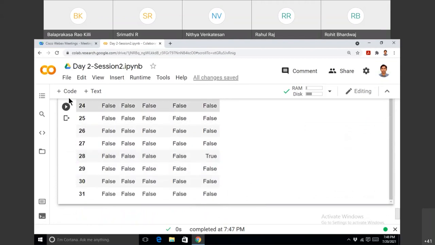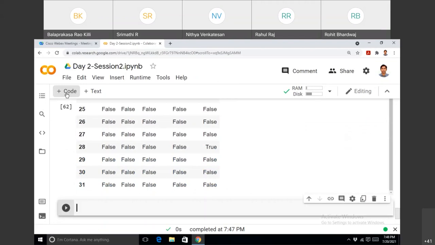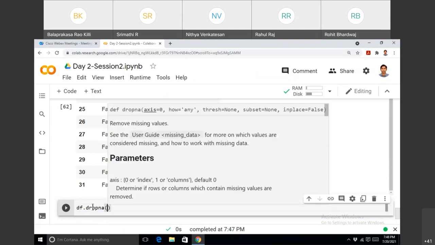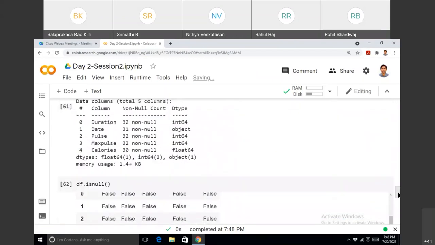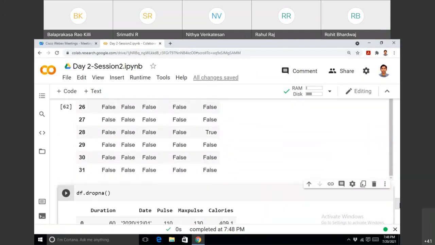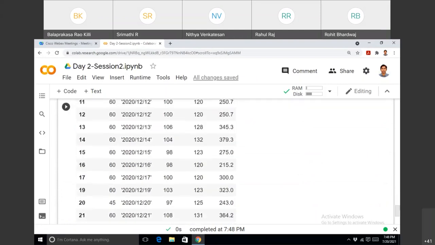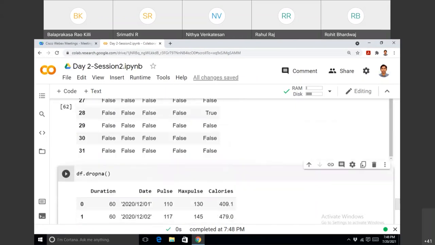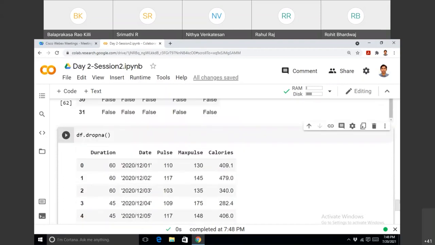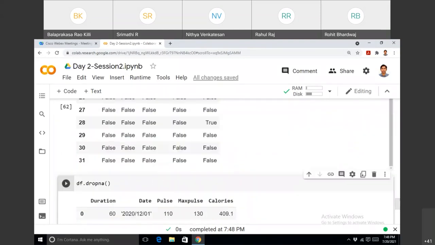Now, suppose you want to drop all the rows where null values are there. How to drop those? You can simply call df.dropna. Wherever null values are there, they will be dropped. If you see earlier, how many rows are there? 0 to 31, which means 32 rows. Now let me see after dropping, how many are there? 0 to 31, the same. Yeah, now let me tell you.